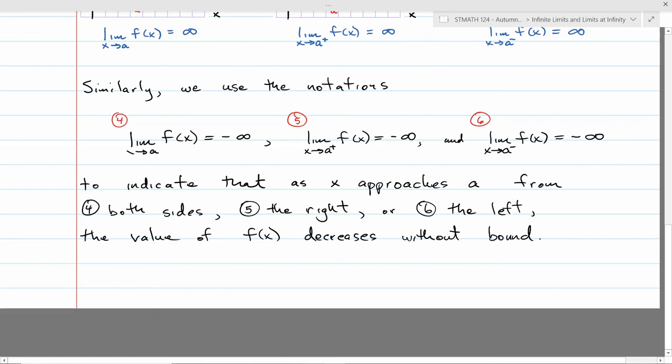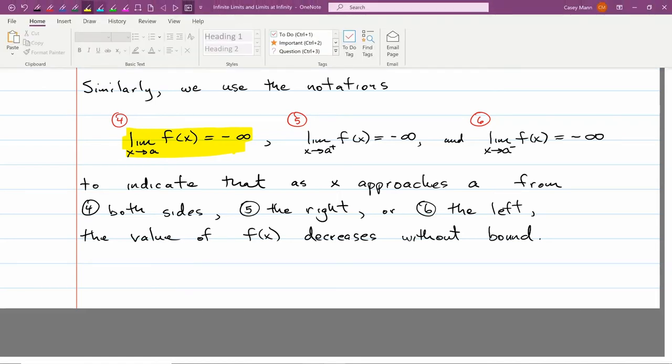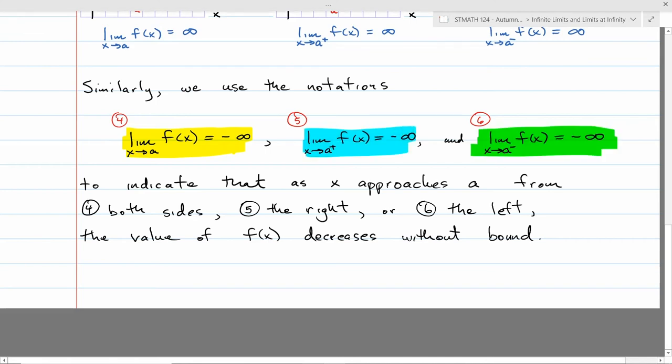And so the next bit of notation that we have describes that sort of phenomenon. Number four there is the two-sided version. It says the limit as x approaches a of f of x is negative infinity. So here it just means that the function is decreasing without bound as x gets close to a. And then we have the two one-sided versions of this. So when you see positive infinity as the solution for a limit, it means the graph is going upward without any bound, and negative infinity means it's going downward.